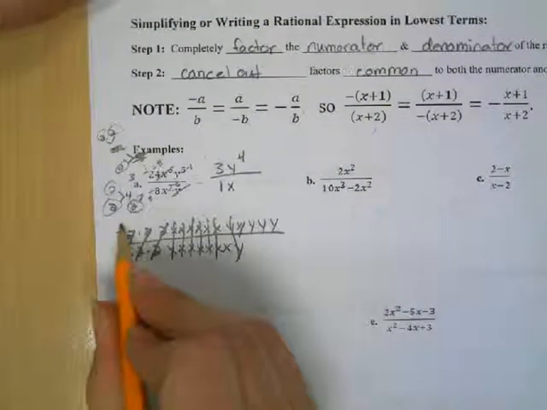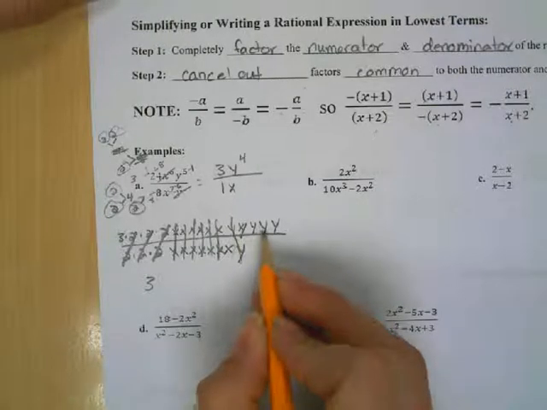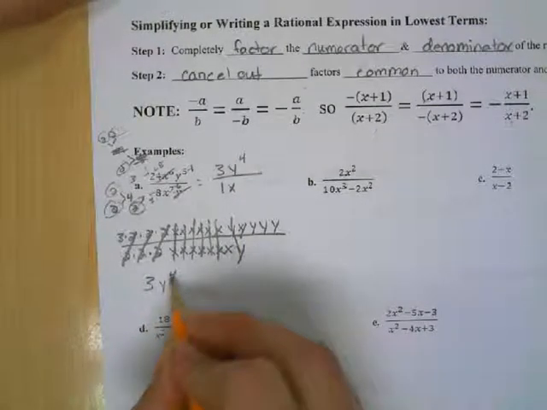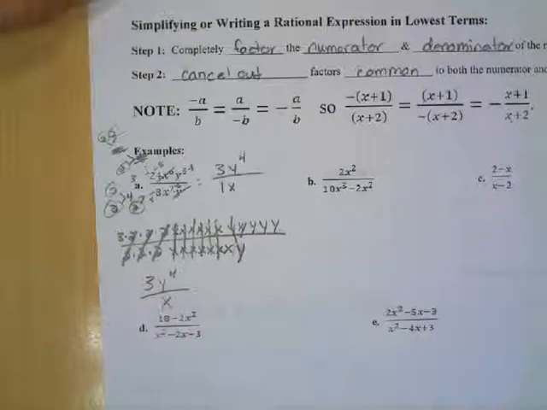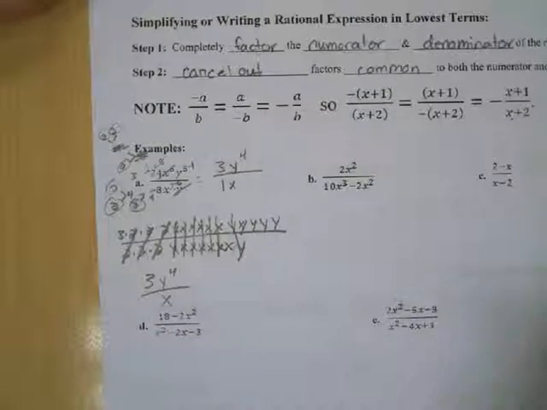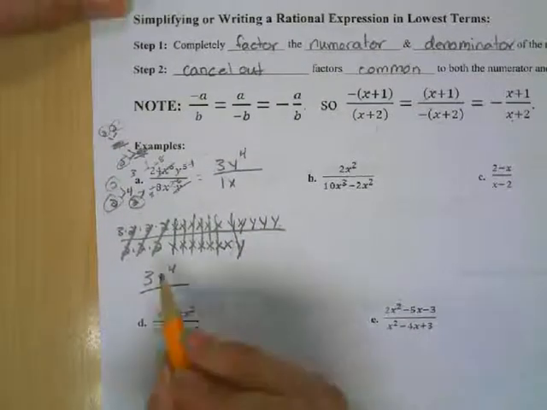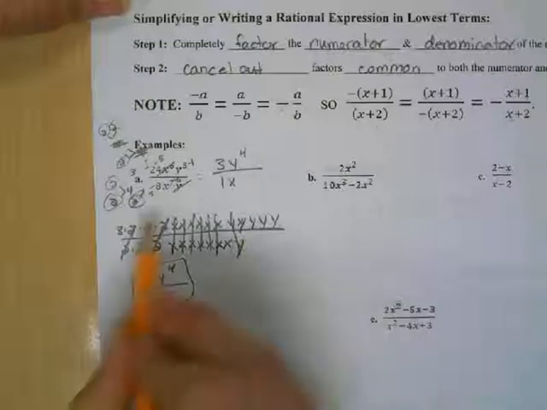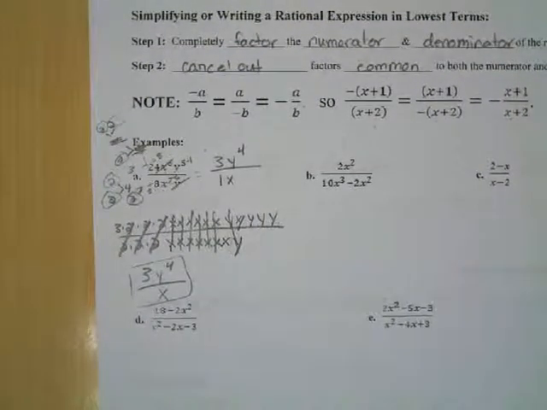I've got a 3 on top. And I have 1, 2, 3, 4 y's. Y to the 4th. Over, and I had 1 little x left over on the bottom. Okay, that 1, of course, is not necessary. You don't have to put a 1 in front of a variable. So, 3y to the 4th divided by x. That is our answer. This takes a little more time, but it's a little more concrete. So if you want to do that, you are always welcome to do that.